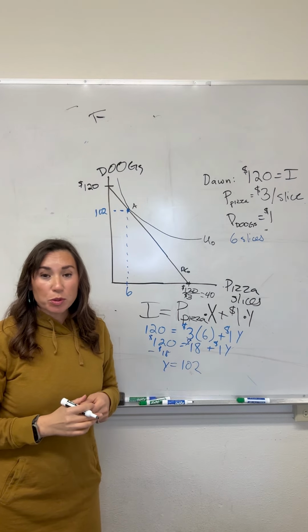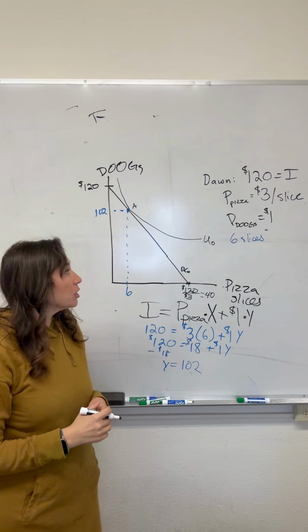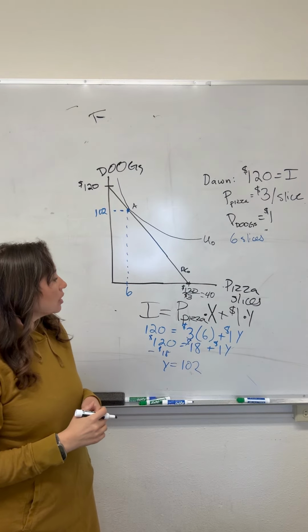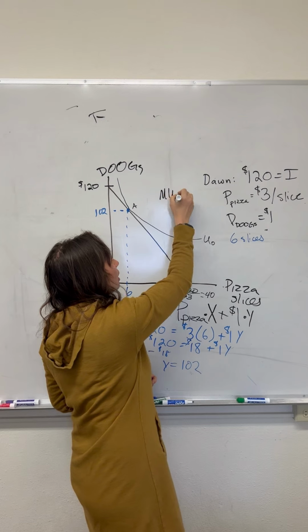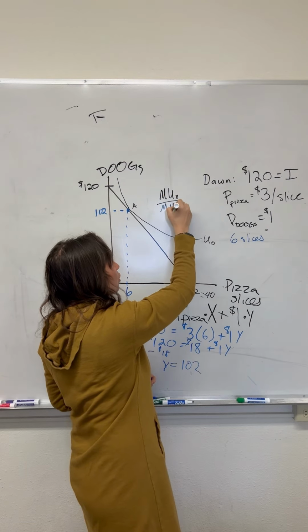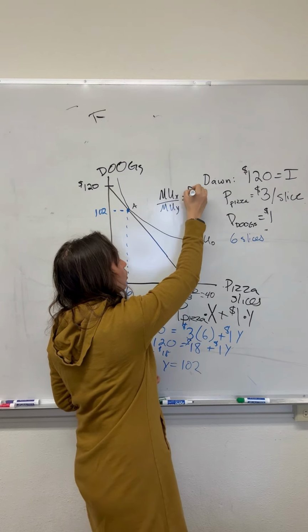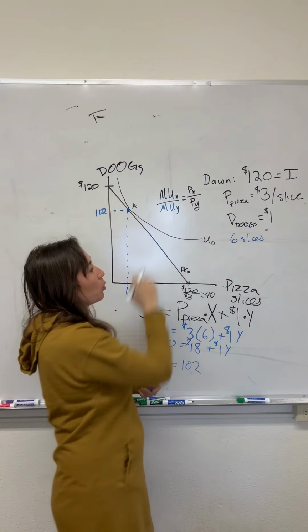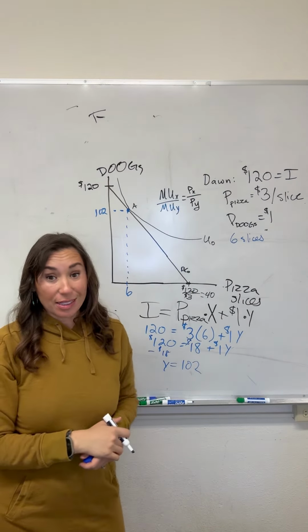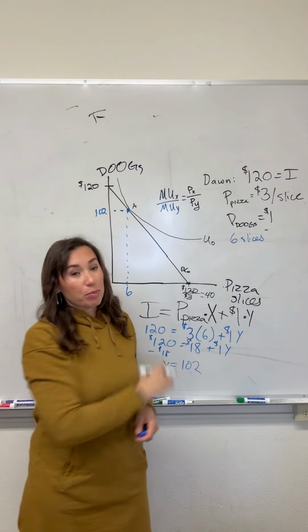We know that consumers will always consume at a point of tangency, and that point of tangency is going to happen where the marginal utility of X over the marginal utility of Y is exactly equal to the price of X over the price of Y. In other words, where the slope of the indifference curve is exactly equal to the slope of that budget constraint.